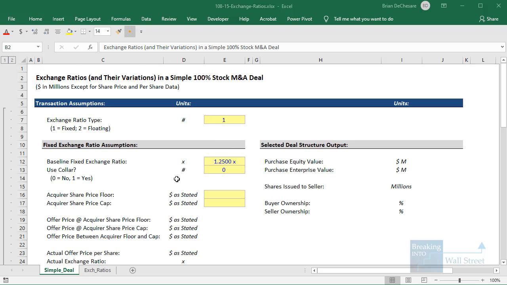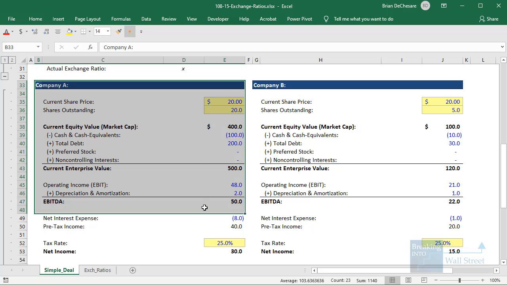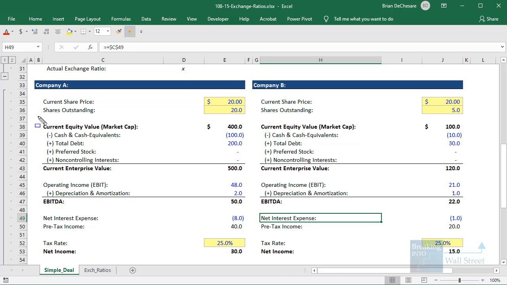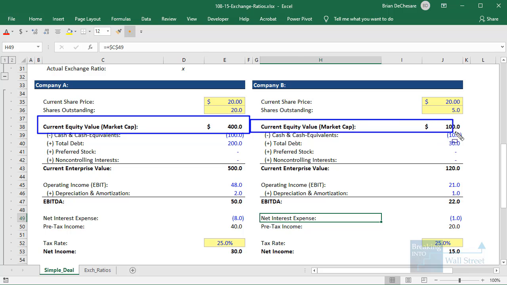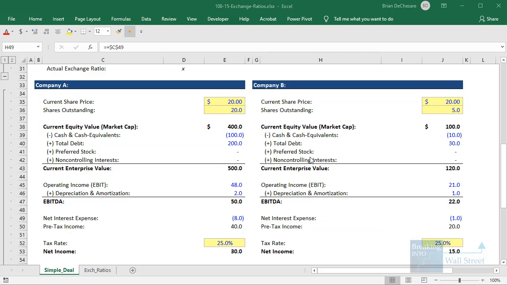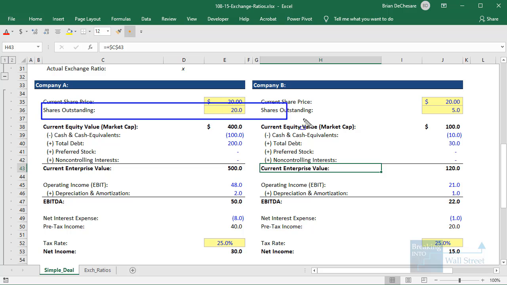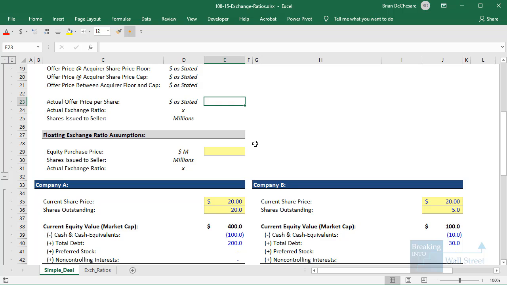Now, to show you how this works in Excel, I have a very simple model here with company A, company B. Company A's equity value or market cap is 400, company B's equity value or market cap is 100, and company B's current share price is $20. Company A's current share price is $20, but of course the difference is that company A has a whole lot more shares outstanding than company B. So if we go with this assumption and we say that we're going to pay a 25% premium for company B, we just take company B's current share price and we multiply by 1 plus 25%. So that gets us the offer price per share that we want to be paying for company B.